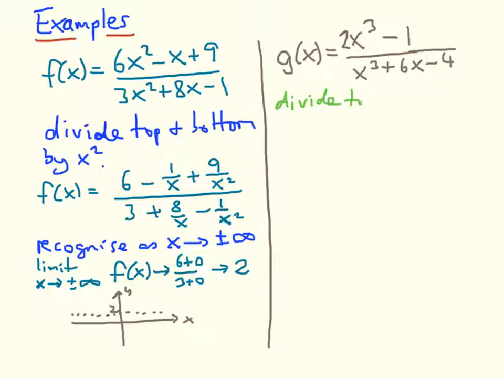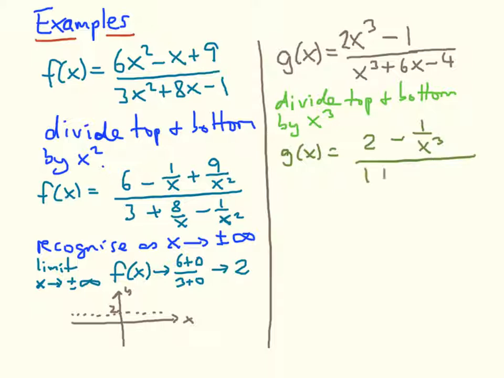So again, effectively all we're doing is multiplying by 1, but in a way that's helpful. So we're dividing the top and the bottom by x cubed, and that tells us that g of x can be written, and this is an algebraic identity, as 2 minus 1 over x cubed, all divided by 1 plus 6 over x squared minus 4 over x cubed.